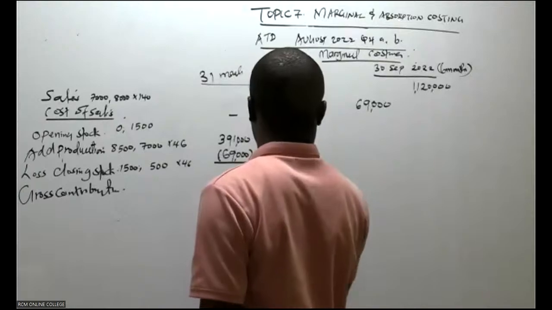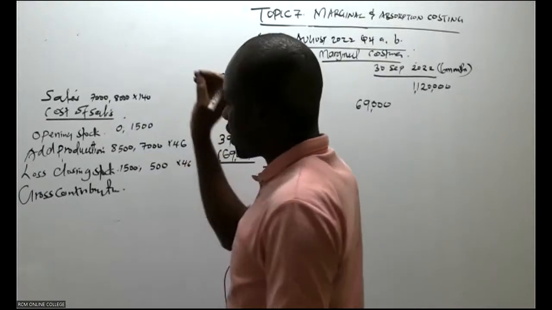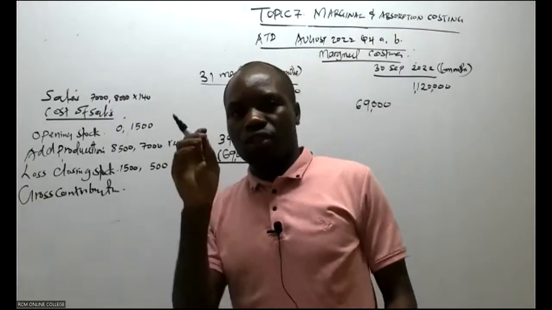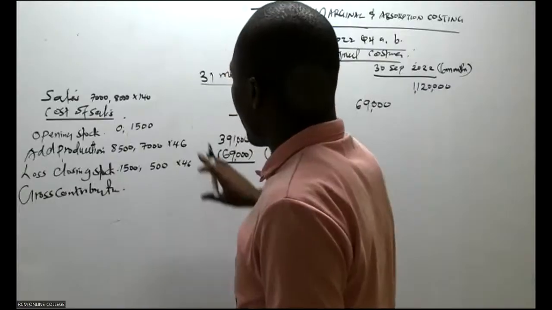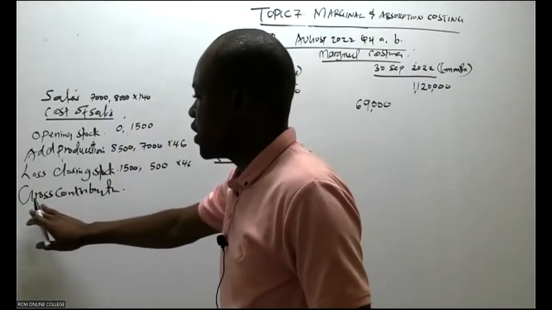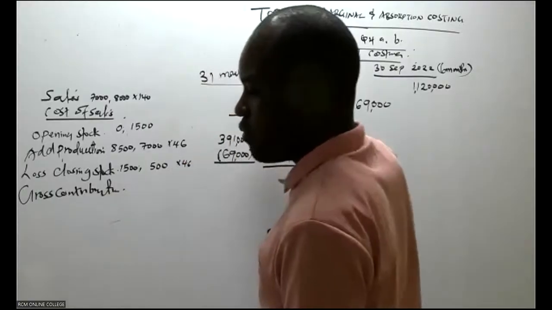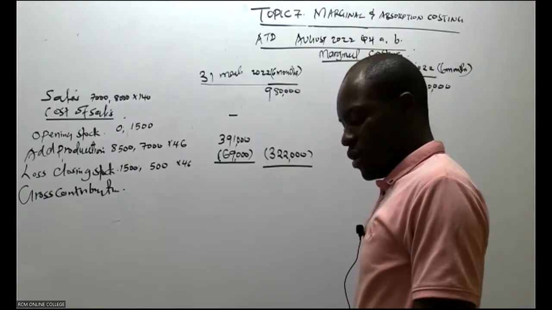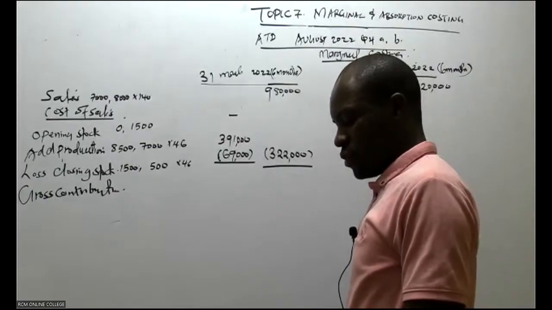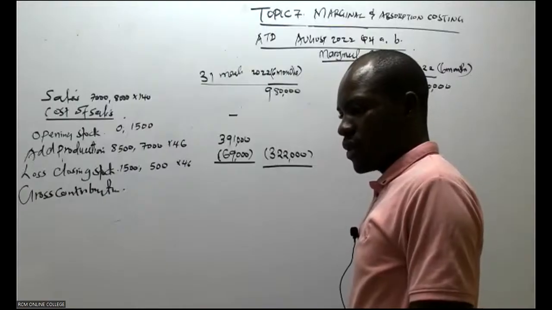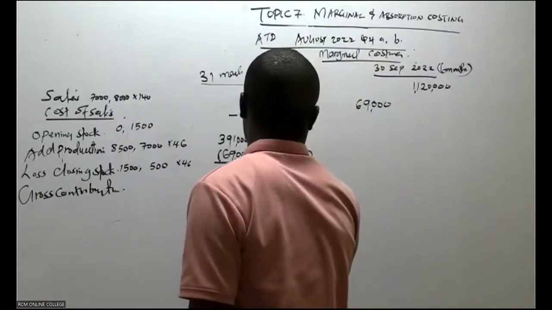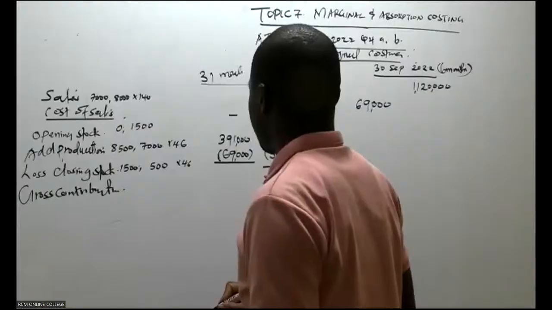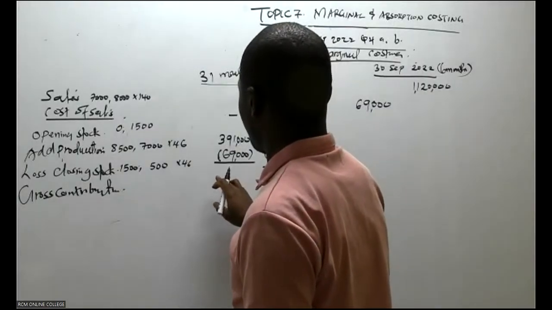Remember, whatever you are dealing with, the 46, it is direct material, direct labor, and variable production overheads. So we are only dealing with variable costs. That's why we indicate gross contribution. Can somebody give me the gross contribution? This minus this. Gross contribution, 658,000. Great.